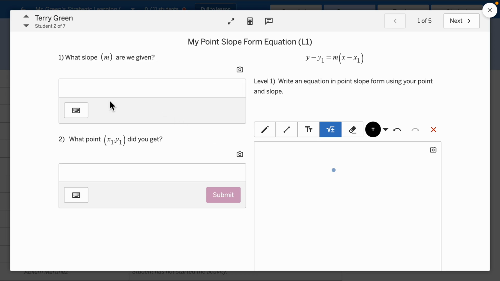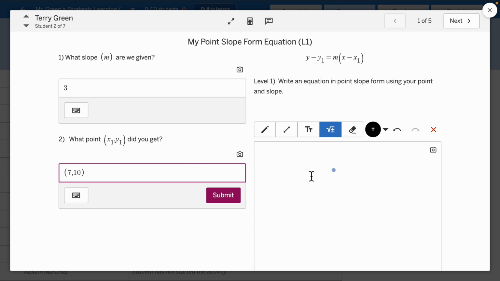Project. I started everybody else with the same slope of 3. So everyone, you should have a slope of 3. And in the example, I'm going to use the point, I don't know, 7, 10. Let's make it up.